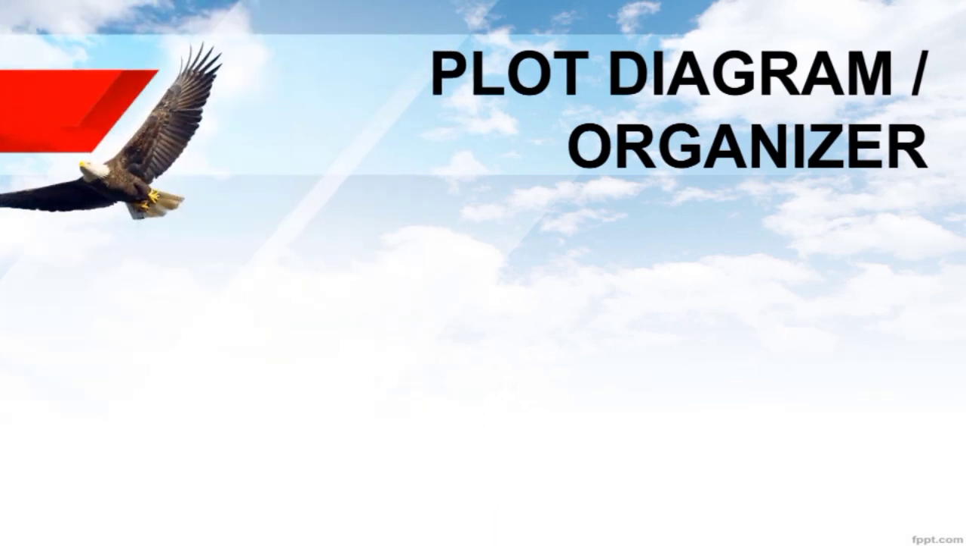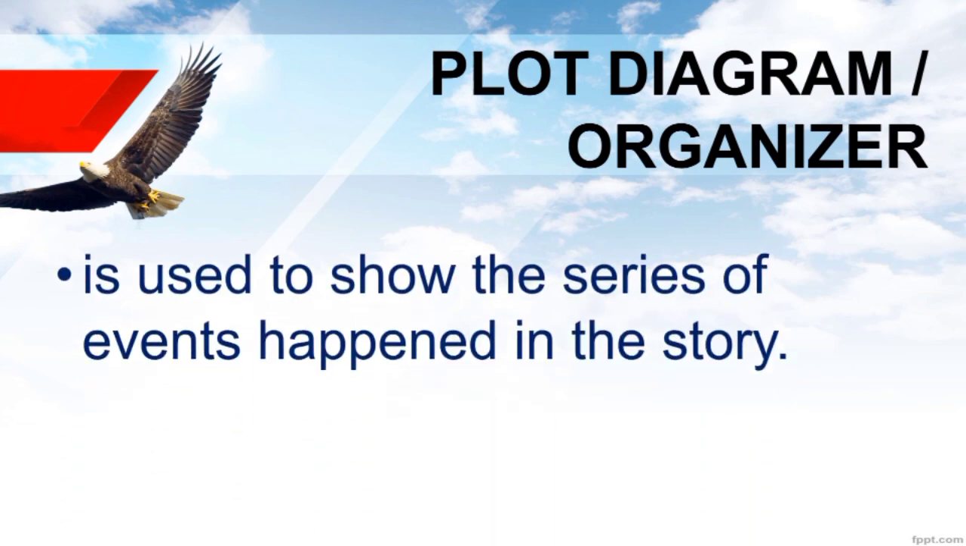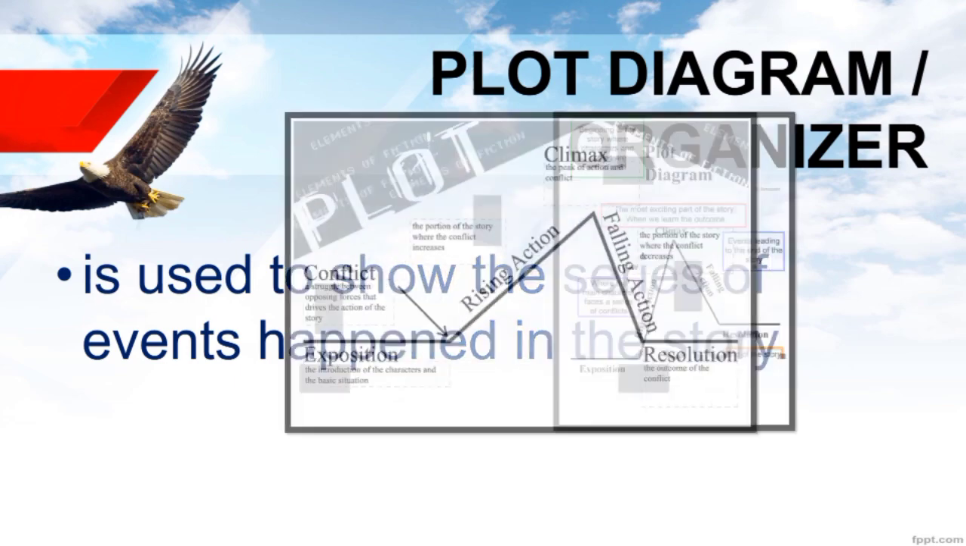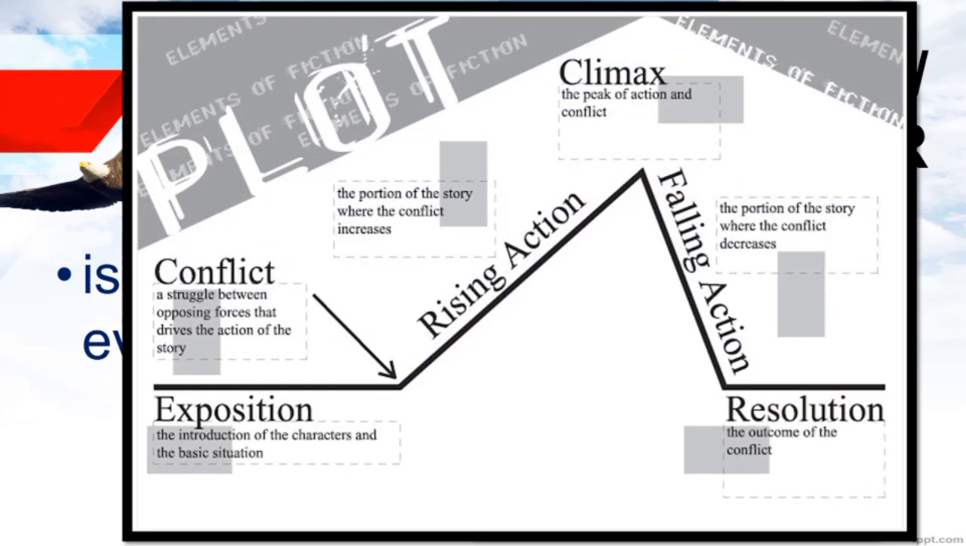Plot diagram or organizer. What is a plot diagram or organizer? A plot diagram or organizer is used to show the series of events that happened in the story. A plot diagram is composed of the exposition, the rising action, the climax, the falling action, and the resolution.